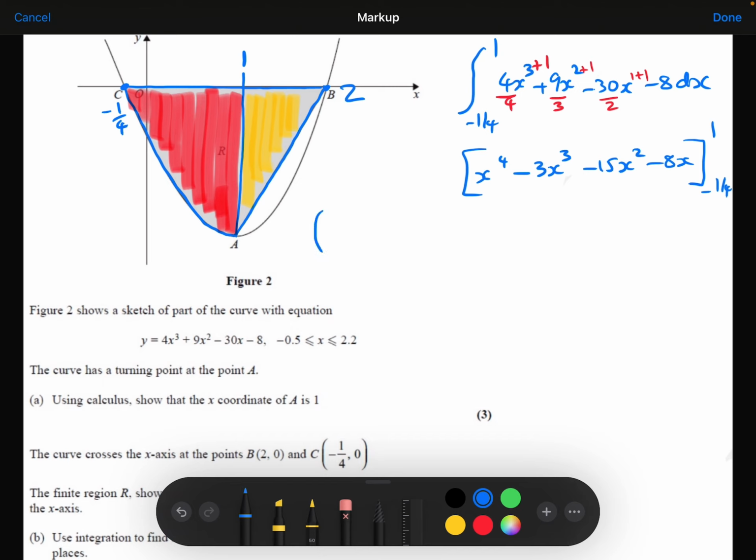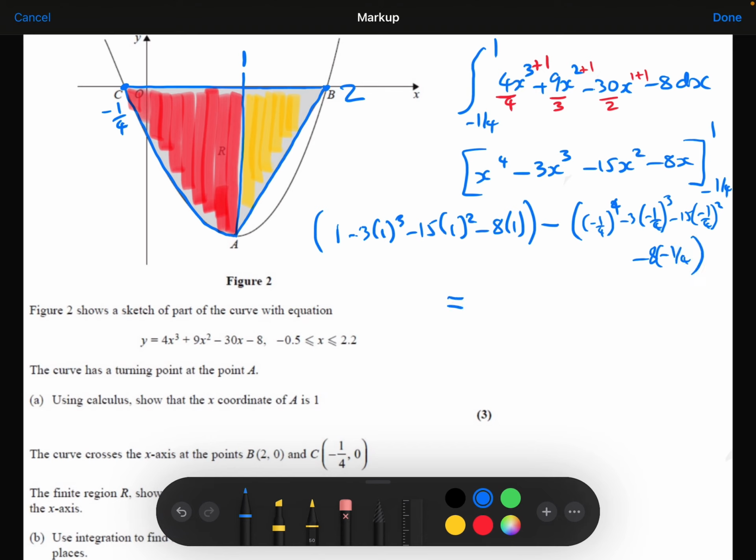Now we're going to substitute 1 into this. Then we're going to substitute minus 1/4 into this. And we'll take them away. This is going to give me my answer, which is going to be minus 20.02. So that's this area here. But obviously we don't want to have a negative area, so we're going to make that positive. We're going to turn that into a 20.02. So that's the red area.